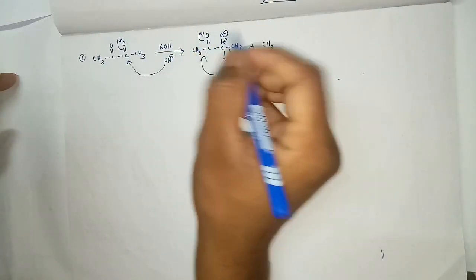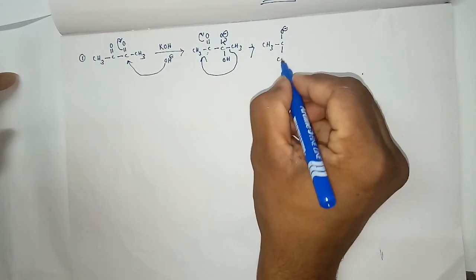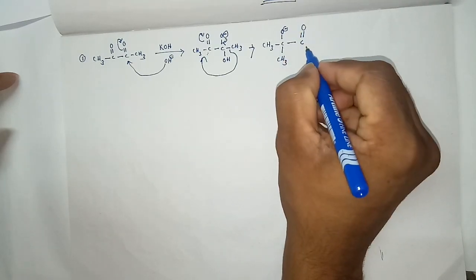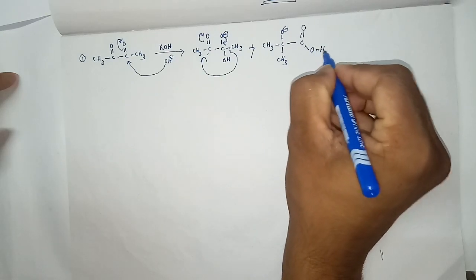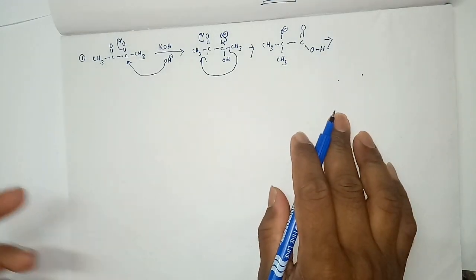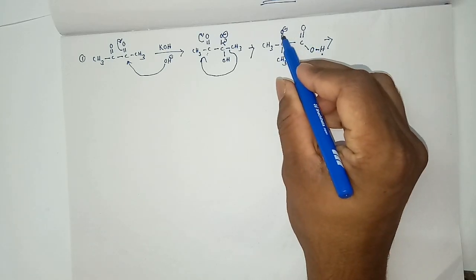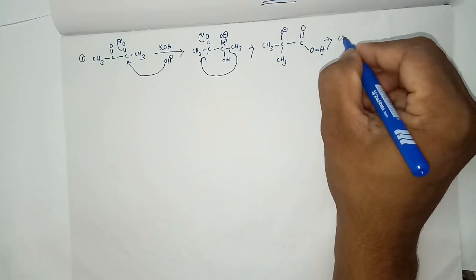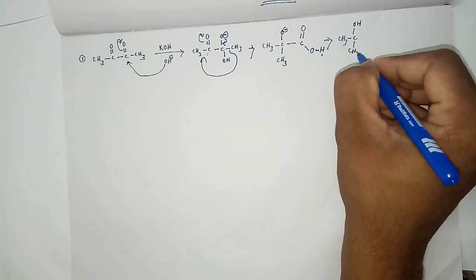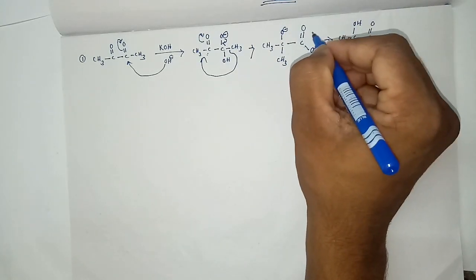So we get CH3, C, O negative charge, CH3, then C double bond O, and this OH group. In this case a proton shift will occur. This OH group's proton will shift towards this oxygen, so we get CH3, C, OH, and CH3, C double bond O with an O negative charge. This step is called proton shift.